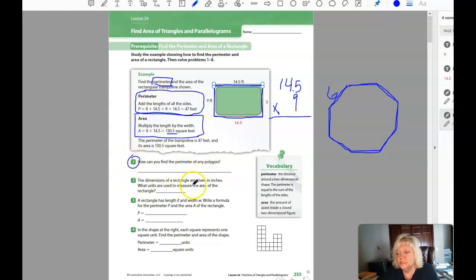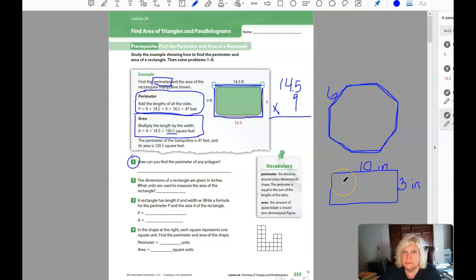Number 2, the dimensions of a rectangle are given in inches. What units are used to measure the area? Okay, so the dimensions of a rectangle, let's right here, are given in inches. So if I said this is 10 inches, and this is 3 inches. So I draw the picture so that I understand. The dimensions of a rectangle are given in inches. What units are used to measure the area? So when we find the measurement, what they're asking, what are we going to label it?